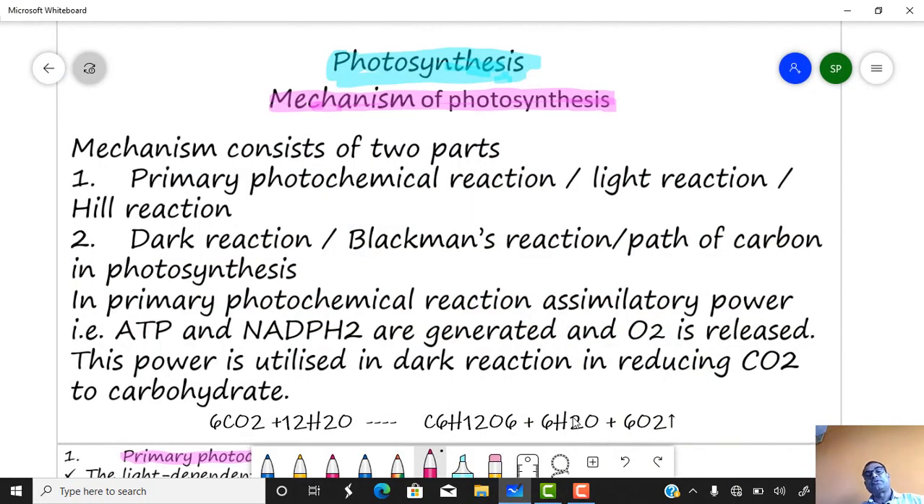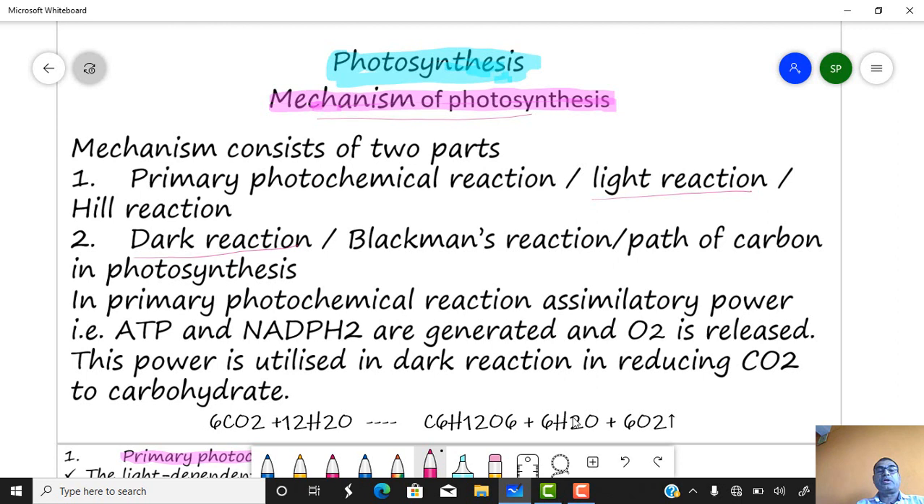Welcome back friends, in photosynthesis today we will deal with the mechanism of photosynthesis. The mechanism of photosynthesis consists of two parts. The first one is a light reaction and the other one is a dark reaction.